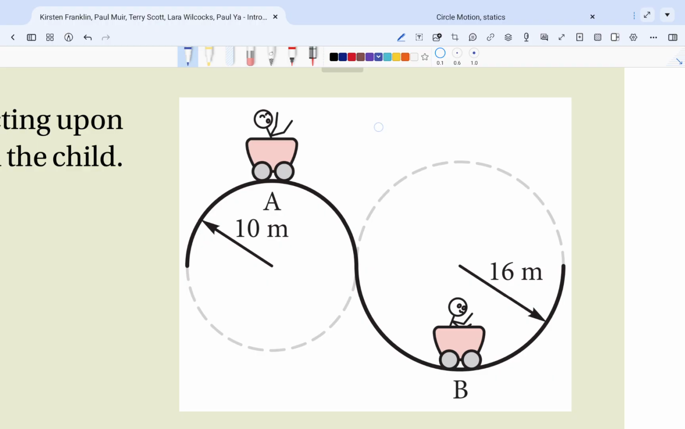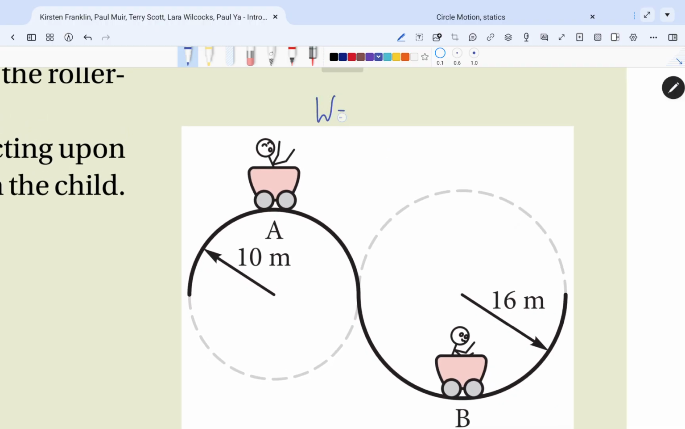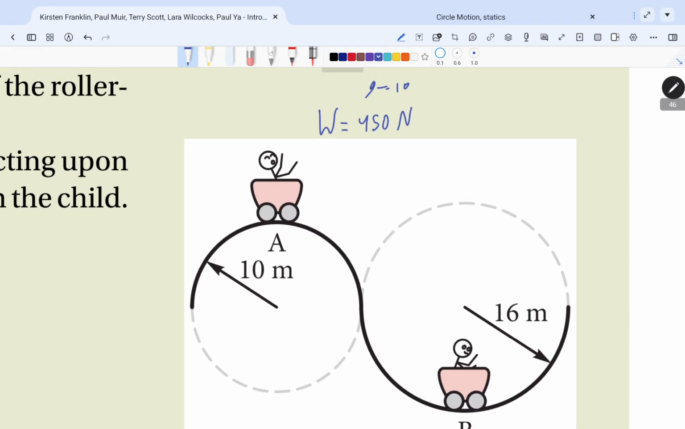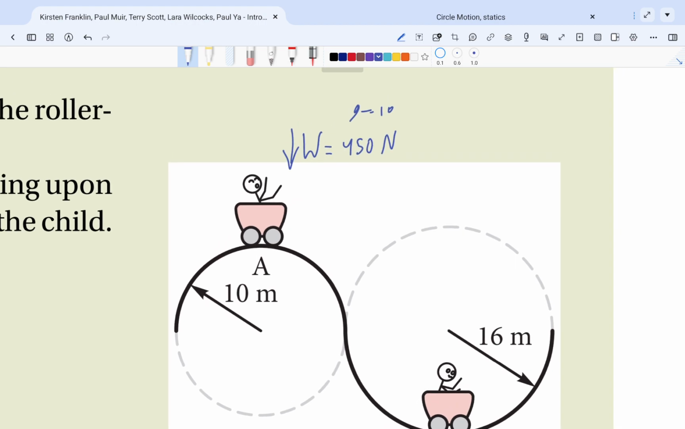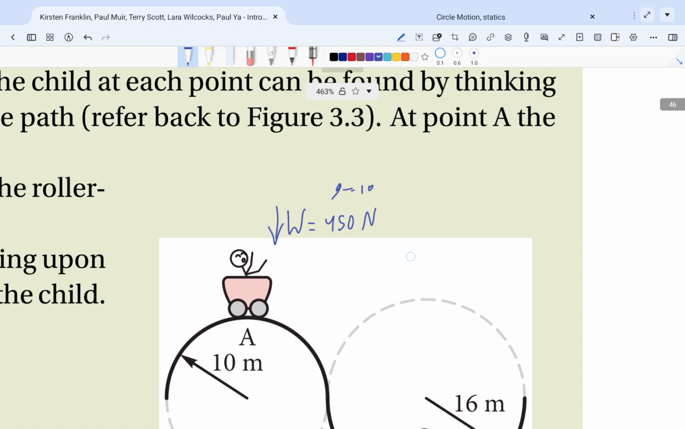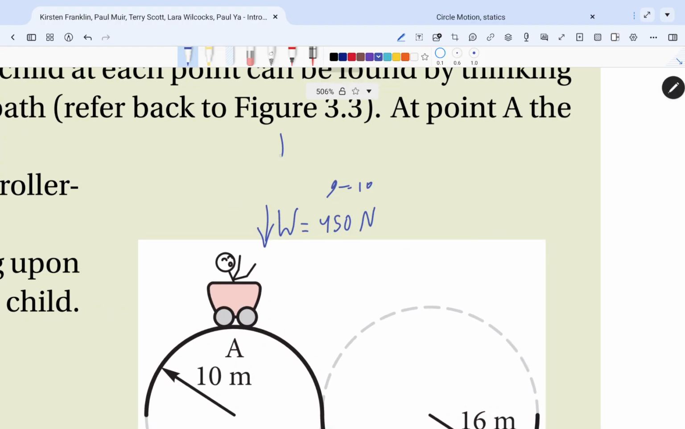What do we know? We know weight equals mass times gravity. So 45, and let's say gravity is 10. So 45 times 10 is 450 newtons. And what direction does weight point in? It points straight down. What's our net force? Our net force is actually the centripetal force. That's the net force of everything we have.